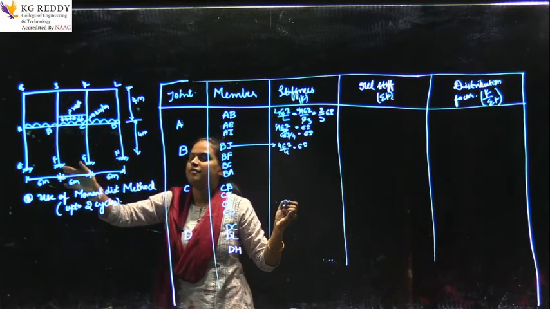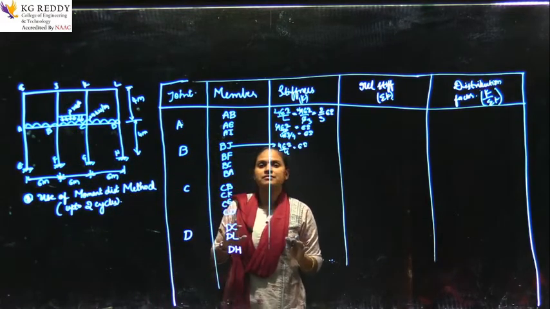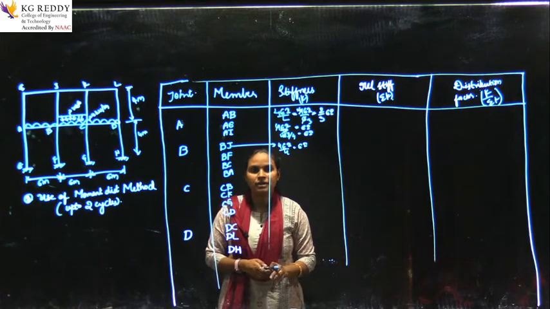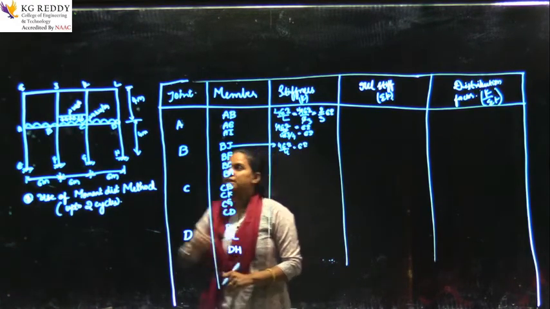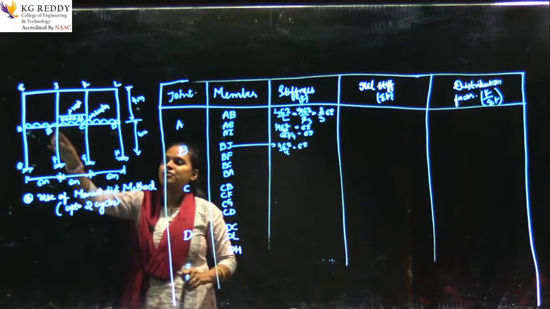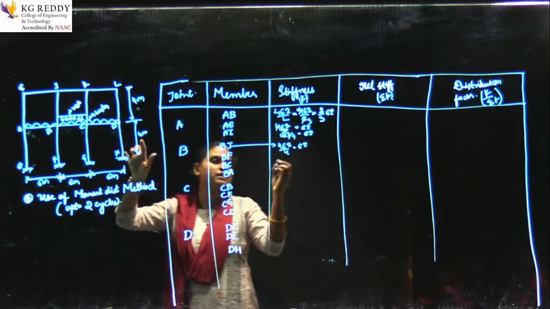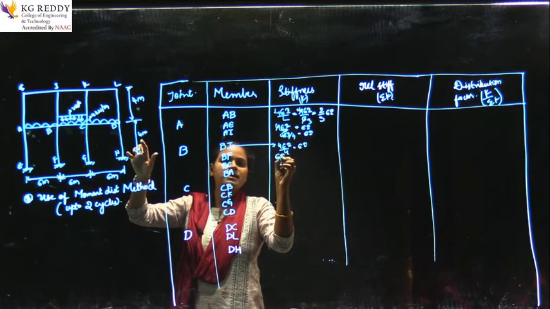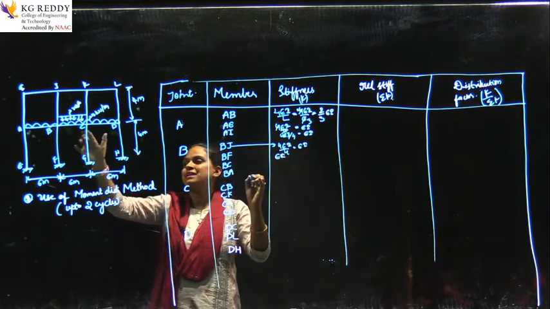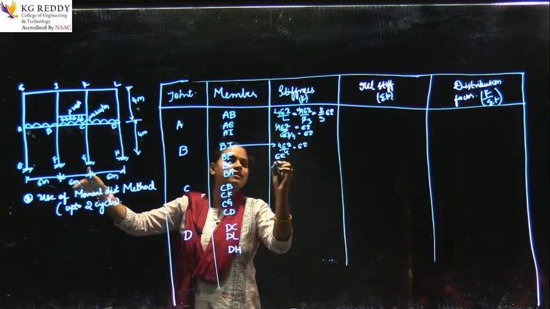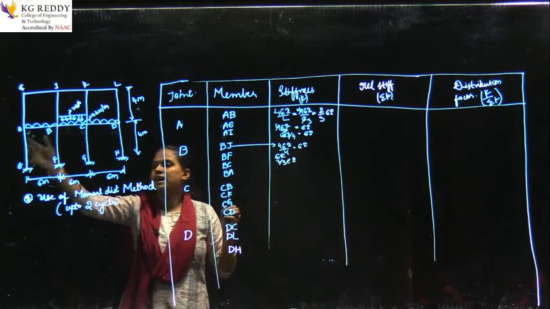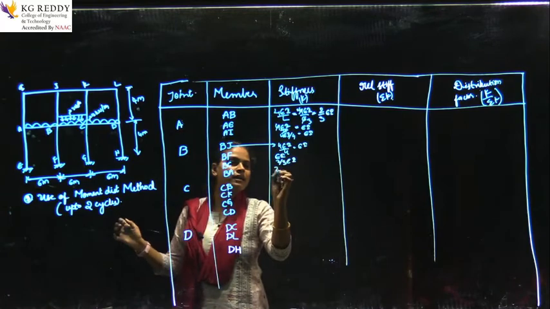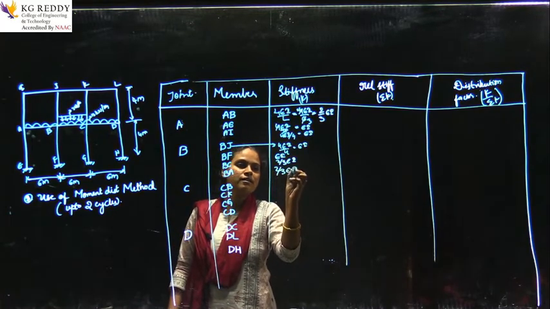Now BF, clearly see the frame, that is very important. So next for BJ we are done. Now for BF the length is again 4 meters. So BF is also EI. Next for BC the length is 6 meters. So you will get 2 by 3 EI, right. Next for BA same 6 meters. So you will get 2 by 3 EI, right.